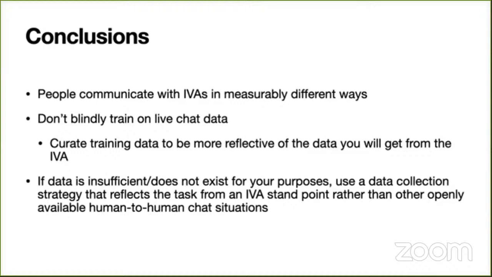Live chat data is measurably not representative of IVA data. Training and testing language models using raw live chat data is not recommended. However, live chat data can be curated to be representative by selecting the shorter, more direct language that is present there. Where there is no live chat data, we recommend a data collection strategy that is relevant to an IVA task instead of paraphrasing strategies or restatement strategies or relying on other open human-to-human data sources.